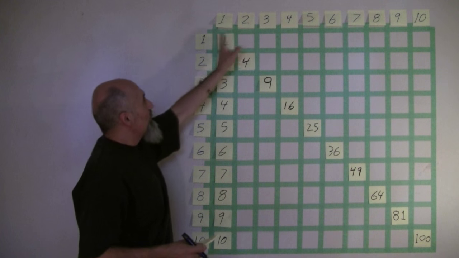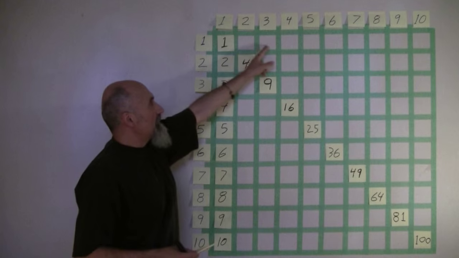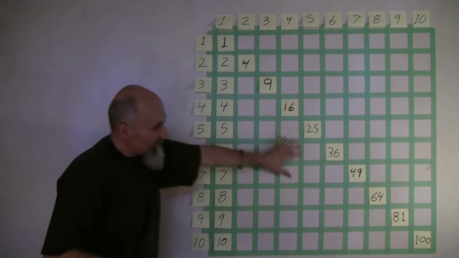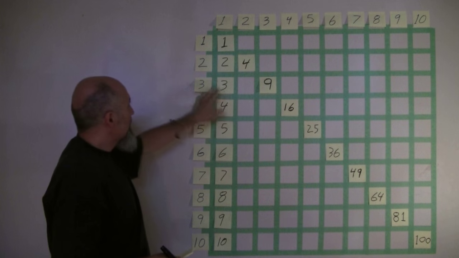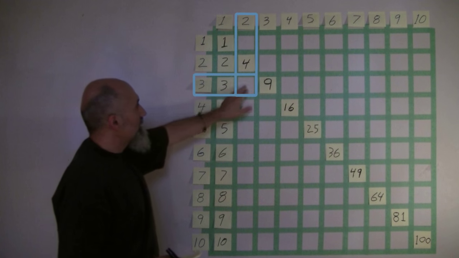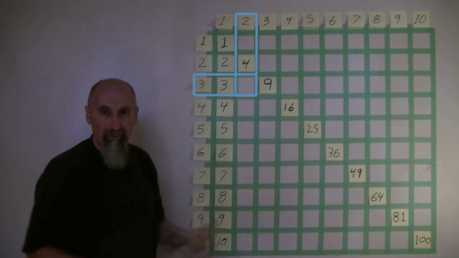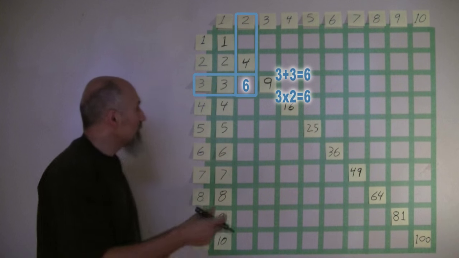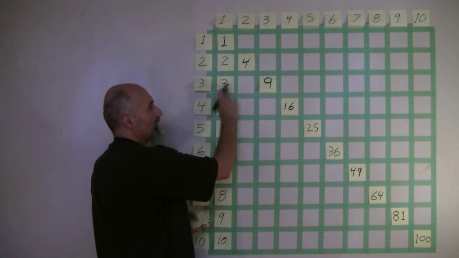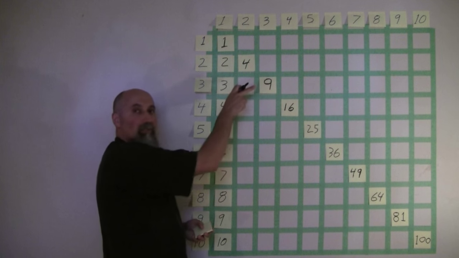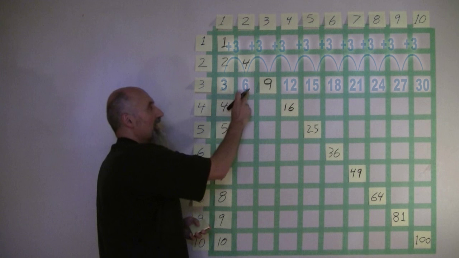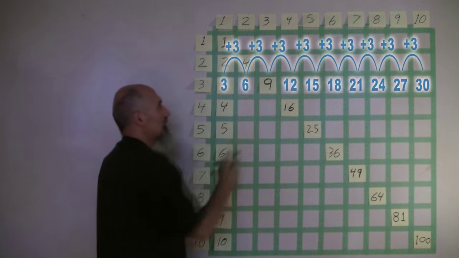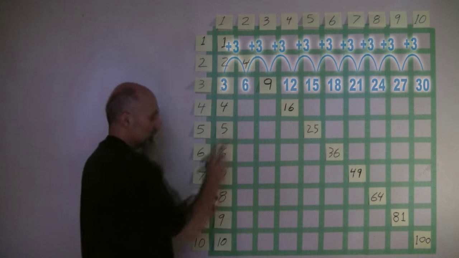We could go 1 times 2 is 2, right? But I don't want to go on that side yet. I want to generate these guys first. Okay. So what we're going to do, we're going to go 3 times 2. 3 times 2 is the same thing as 3 plus 3, right? So if we're going down this column, all we're doing is adding 3 every time, right? So 3 times 2 is going to be 6.